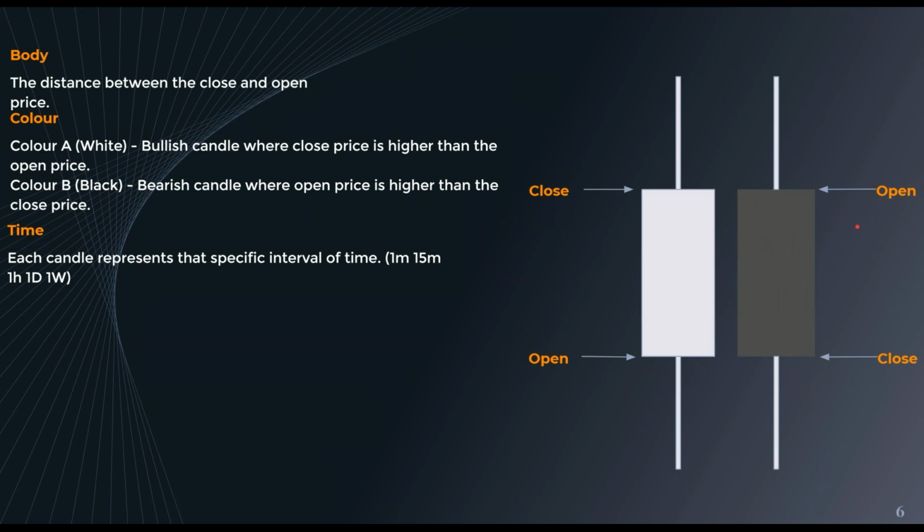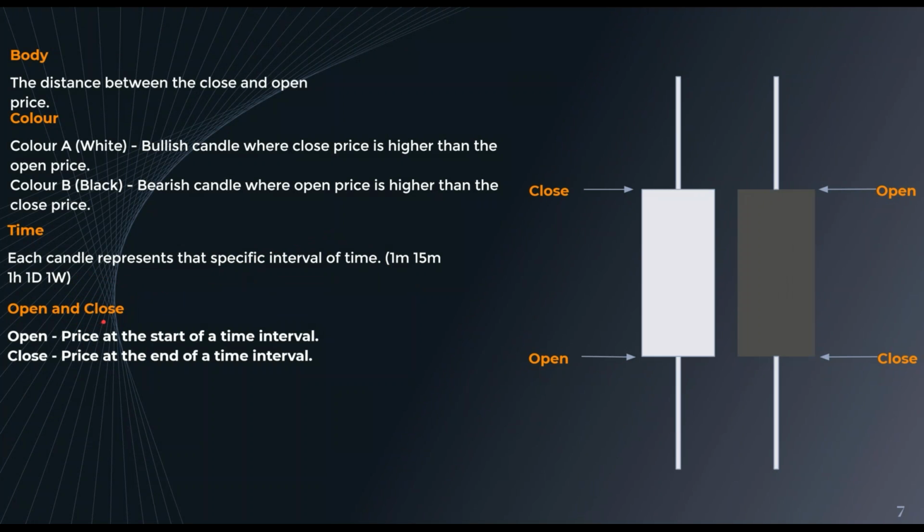Time. Each candle represents a specific interval of time. Now this could be anywhere from 1 minute to the 1 week. Could be the 15-minute, the 1 hour, or the 1 day. You're going to learn a bit more about exactly what that means later on. For now, if you don't understand, don't worry.